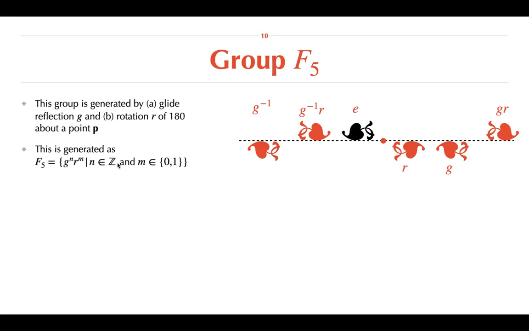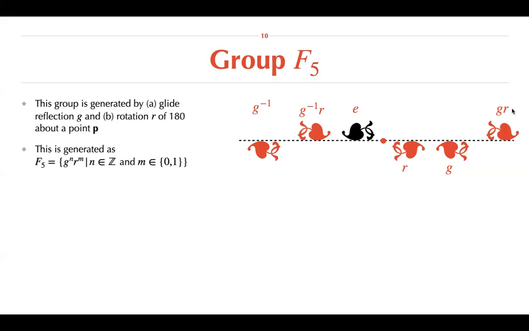So this group is generated as this. And again, n can be negative or positive: -1, -2, -3, 0, 1, 2, 3, and so on. And m is just 0 and 1. So now what do you do? Let's say you just take R. R is again the same operation. You take this point P and you rotate this quantity by 180 degrees about this point. So you will get this. But now if you do the glide reflection, what does it do? It will first of all glide it here, and then you take a reflection. That's how the glide reflection works.